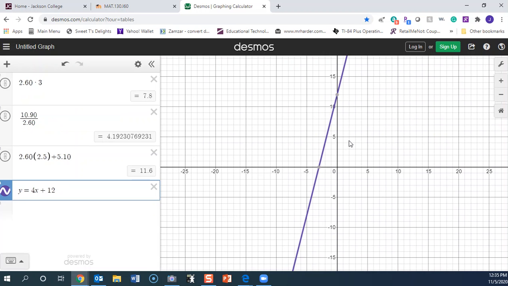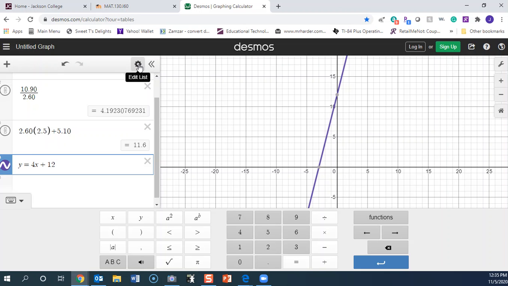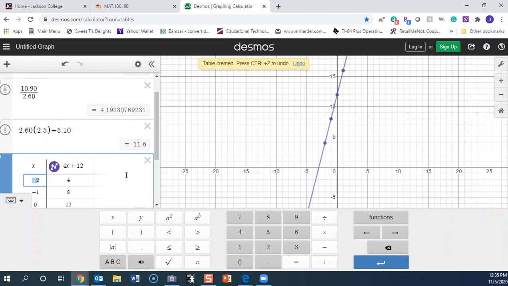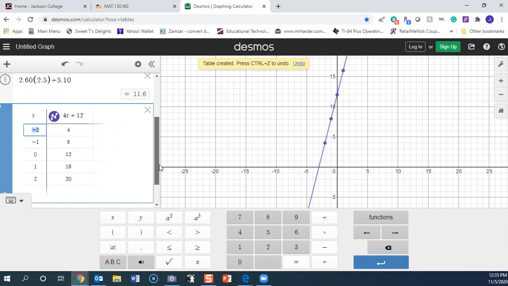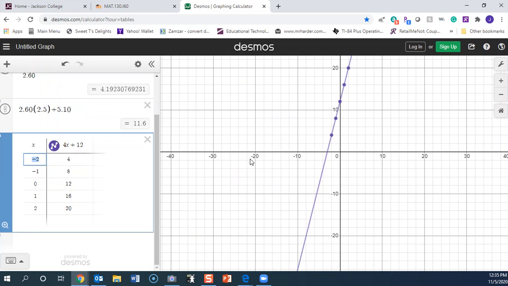All right, now they want us to do both a table of values and a graph. So we see the graph. But in order for us to do a table here, we would click on this wheel here, and then you will click on table. Now when you click on table here, it gives you values that will show up here on the graph. So as you see, let me get rid of this keypad. This gives you the table, this gives you the graph. And this is how you would do it in Desmos.